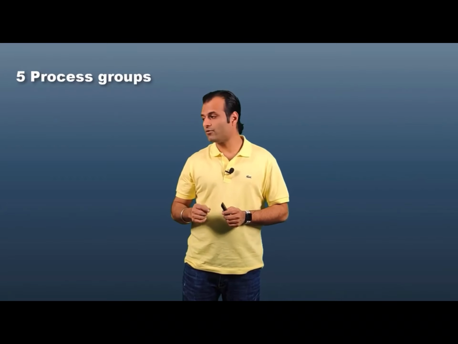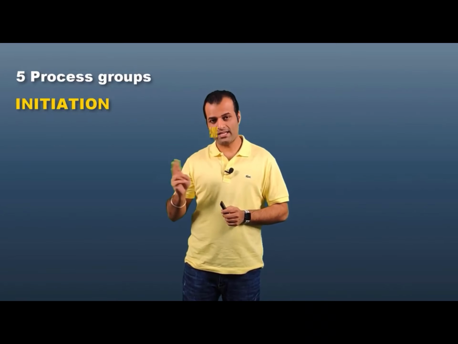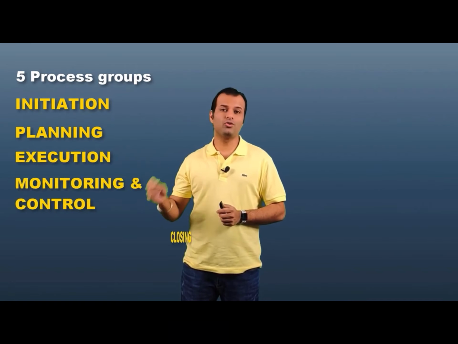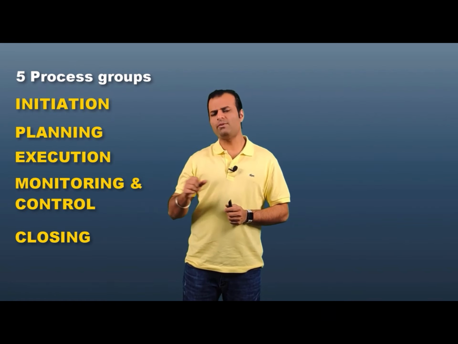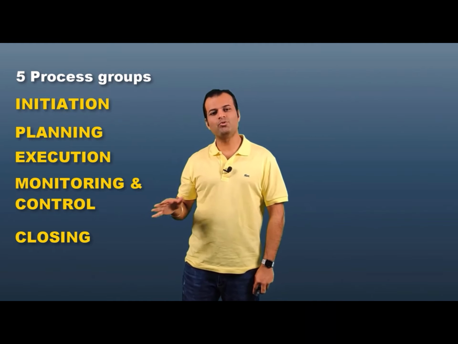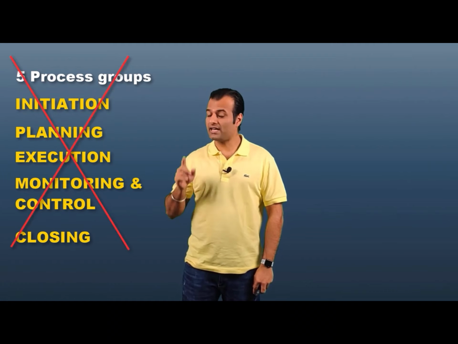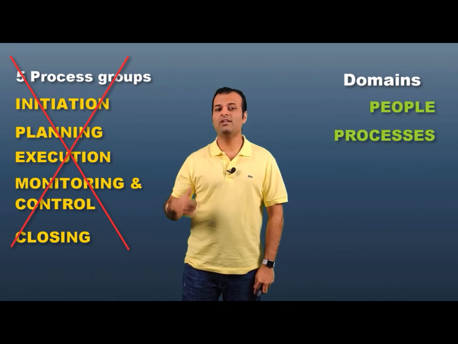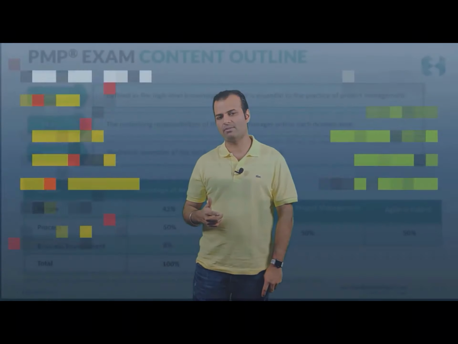Before I even start explaining the new exam content outline, I hope you all remember that initially there were 5 process groups. It was initiation, planning, execution, monitoring and control, and closing. However, what PMI did in this new exam outline is they decomposed all of the 5 process groups and instead they came up with domains: people, process, and business environment.